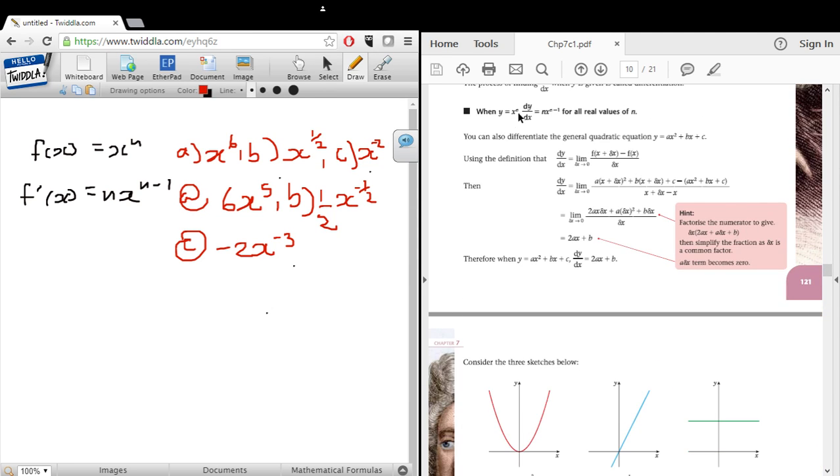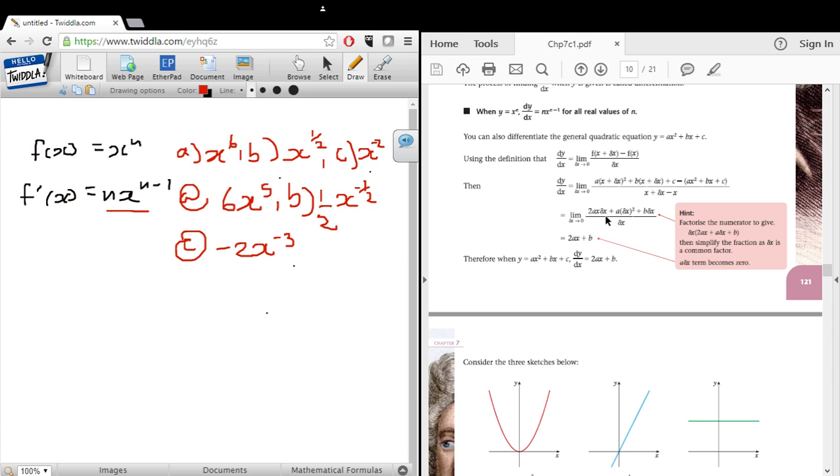When y equals x to the n, dy/dx equals n x to the n minus 1. Remember this one here? Same thing. You can also differentiate the general quadratic equation, which is here, using that definition. Okay? So you can see that they've differentiated it. Very simple, very straightforward. They've taken that small shift, delta here, and they've taken it away from the original y, and again at the bottom they just have x plus what they had in the denominator minus x. Okay, these two cancel out to give you this one here.